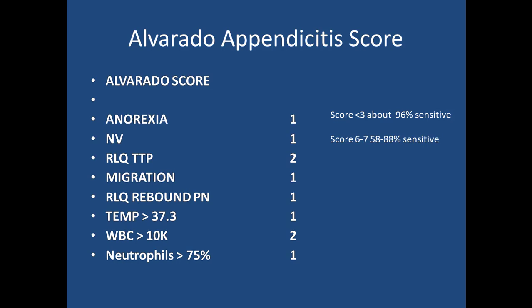Here is the Alvarado appendicitis score for the adults. The components of this are pretty straightforward as well. So per MD Calc, a score of less than 3 is about 96% sensitive. And it says studies show on that. So I don't really know how well validated this is, other than I don't think a decision-making tool would make it on MD Calc without some validation.